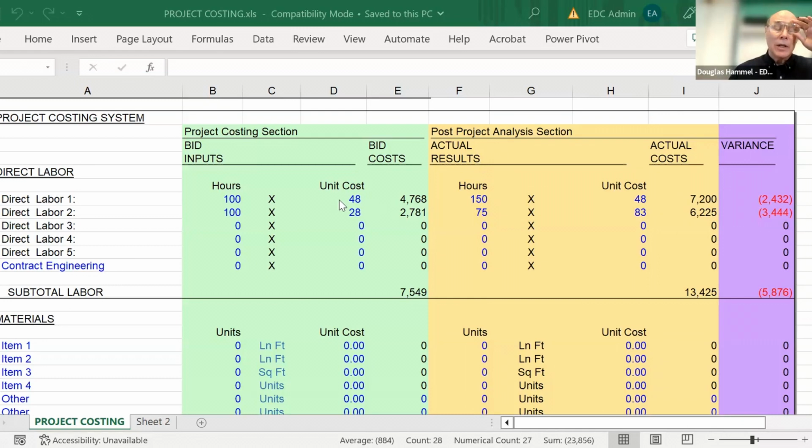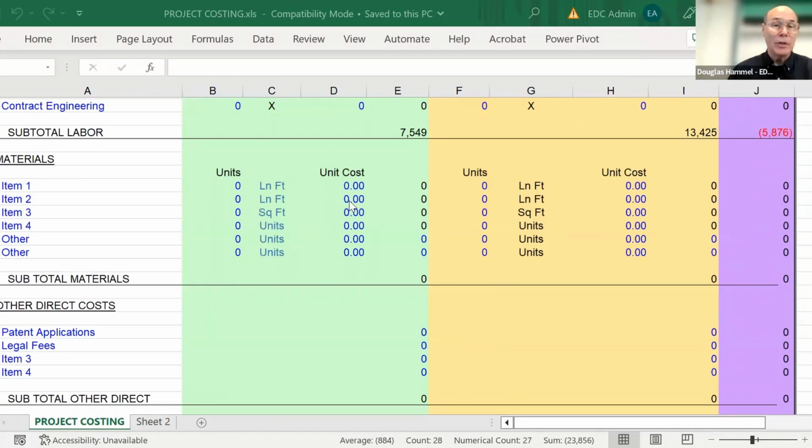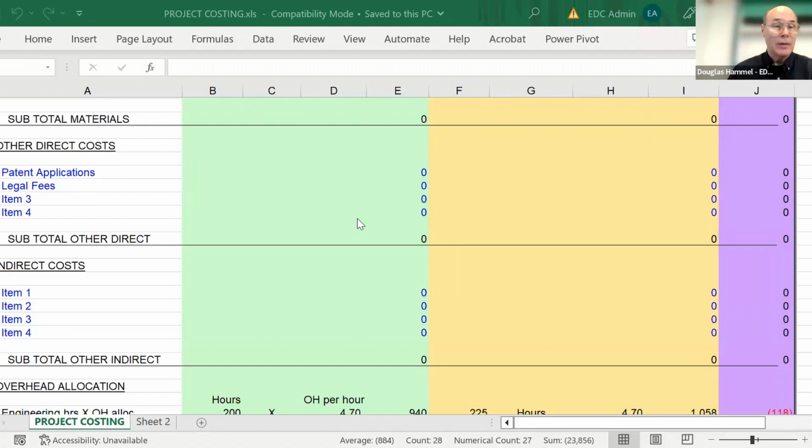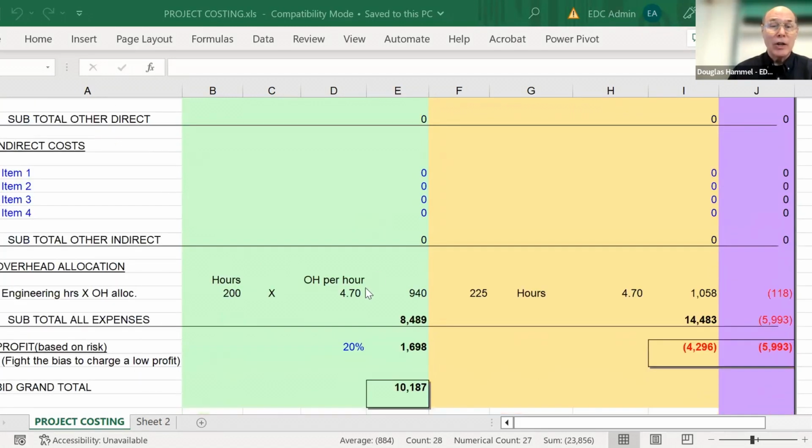So the green section here is the project costing. Again, one more time: direct labor, hours times units, materials, units times unit cost, maybe other things that are peculiar to your business, and overhead allocation, and your profit margin on top of this. If this is the cost of the bid in E64, then you're going to add 20% to that, and the total bid amount there is $10,187.